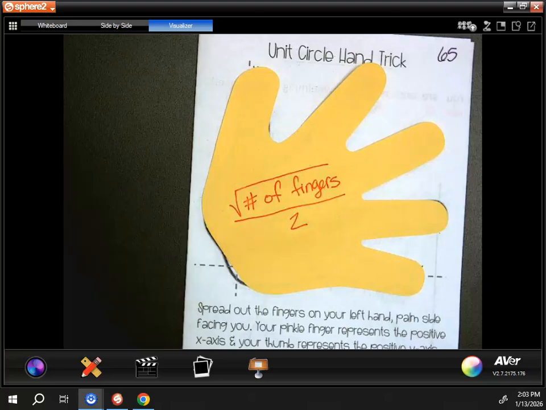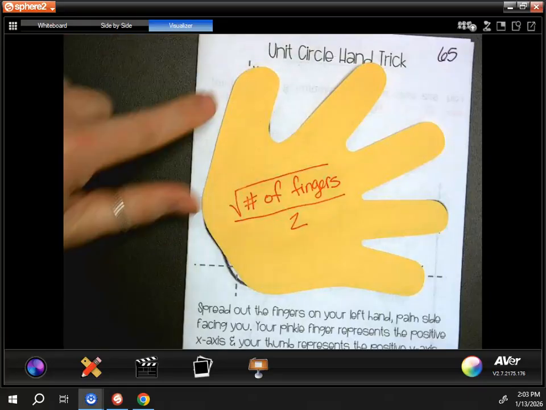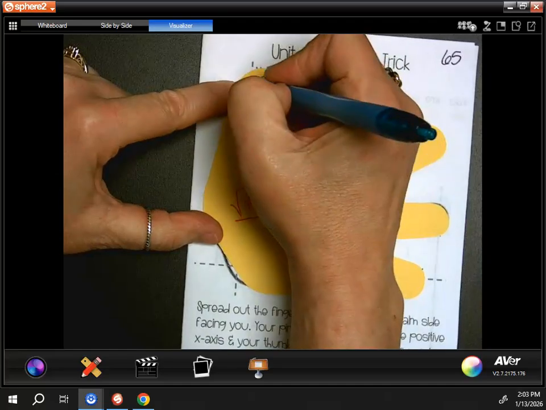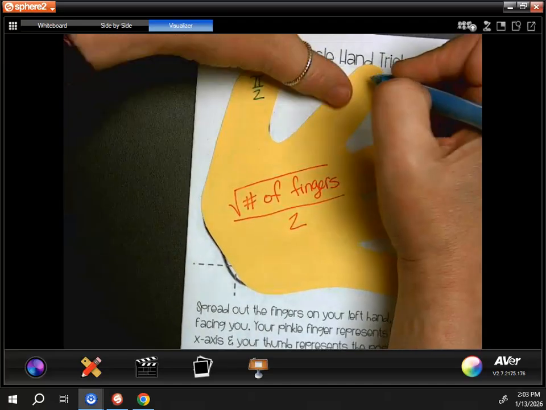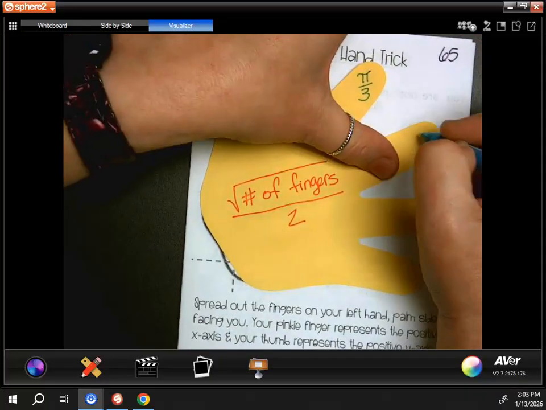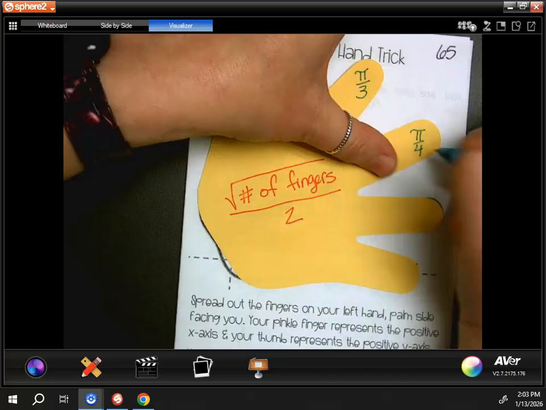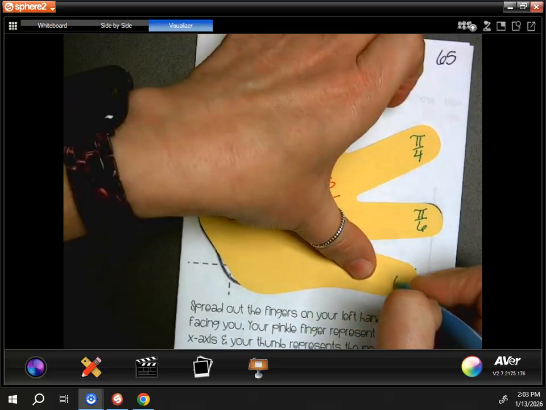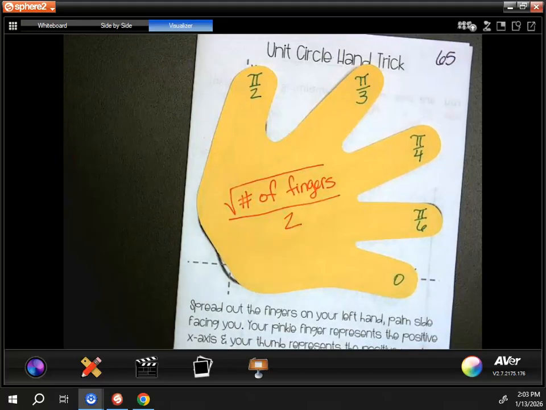Then we are going to write in our angle measure. So starting with the thumb, what's that angle? Pi over 2. Your index finger is pi over 3. Your middle finger, pi over 4. Your ring finger, and your pinky, 0. Okay? Does that make sense to you so far? Like how those fingers will represent that.